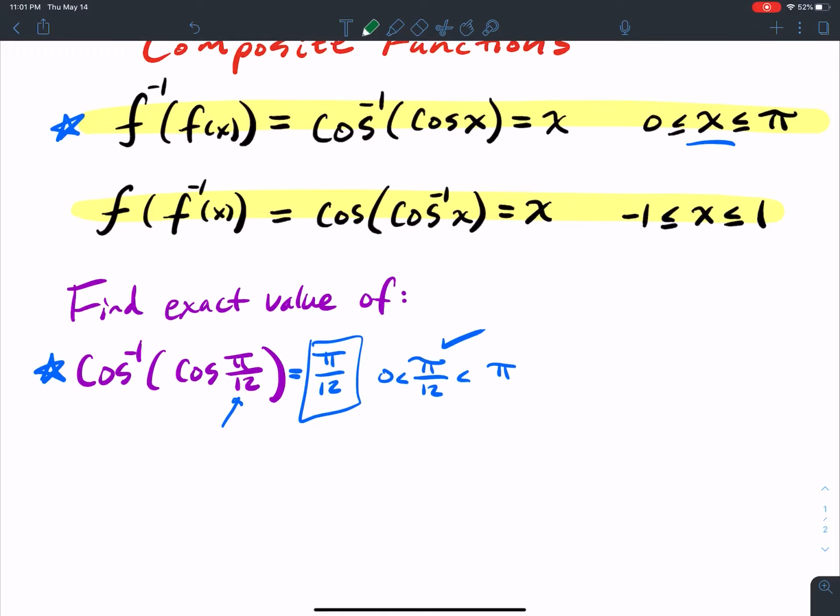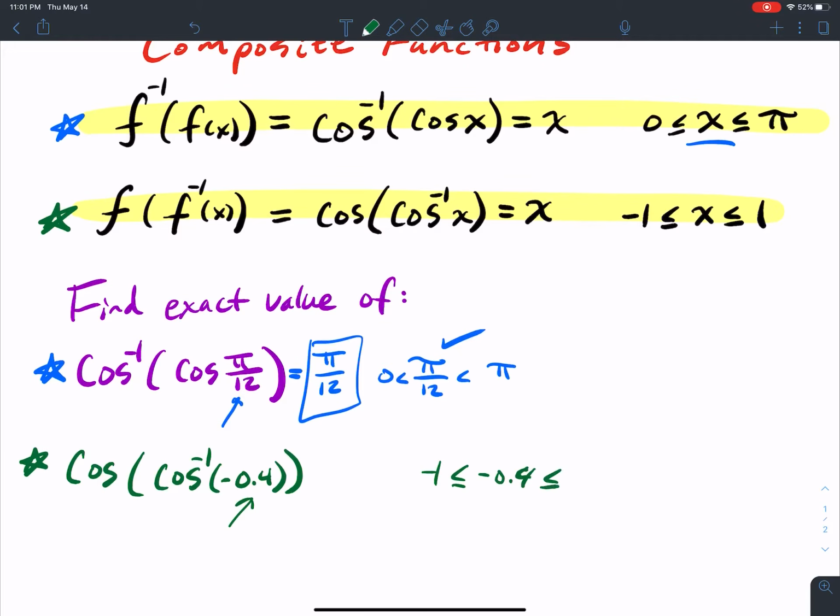Let's do cosine, arc cosine of -0.4. Okay, so this one matches the second equation. Now this is okay as long as this argument here is between -1 and 1. -0.4 is between -1 and 1. So we're good to go here. So whenever I plug it in, I get -0.4 as my answer.